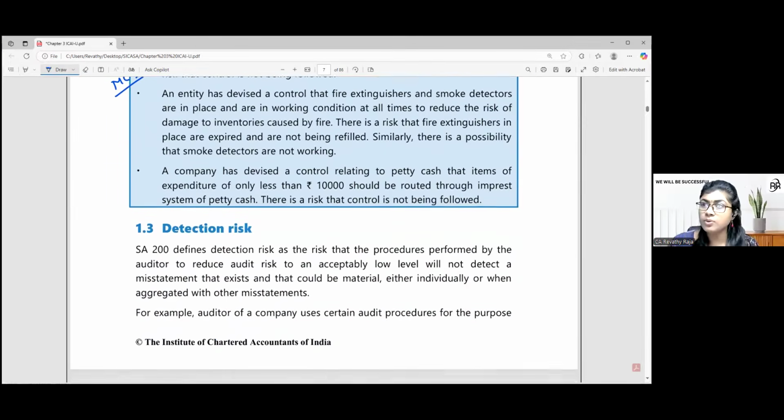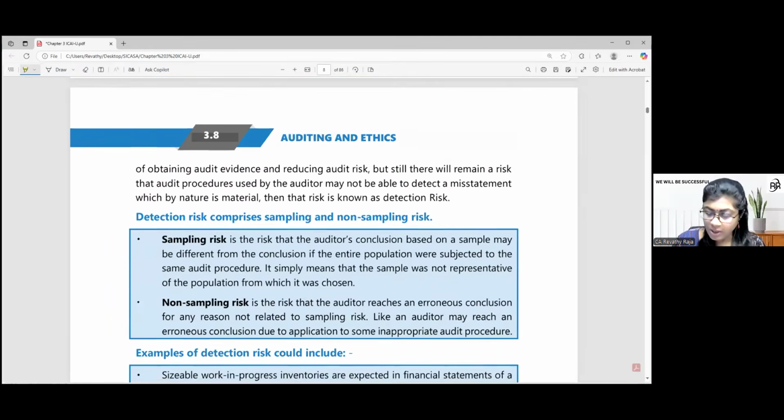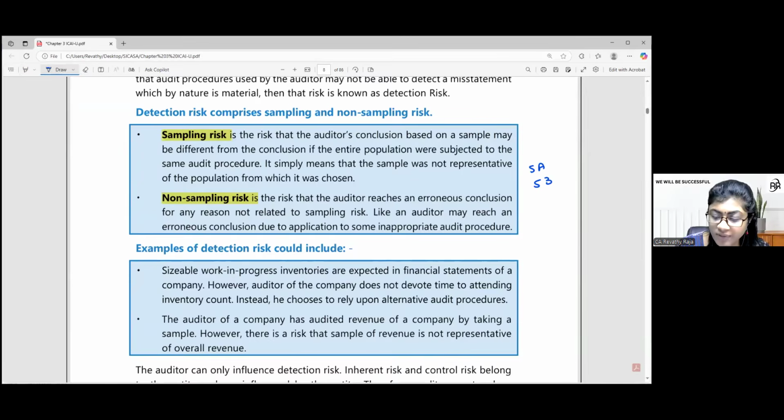Then we were talking about which risk? Now this will be effective only if you're having ICA material. Detection risk: risk that audit procedures performed by the auditor will not reduce risk to an acceptable low level. Meaning audit procedure fails. Now detection risk is divided into sampling risk and non-sampling risk. Let us link it with SA 530.